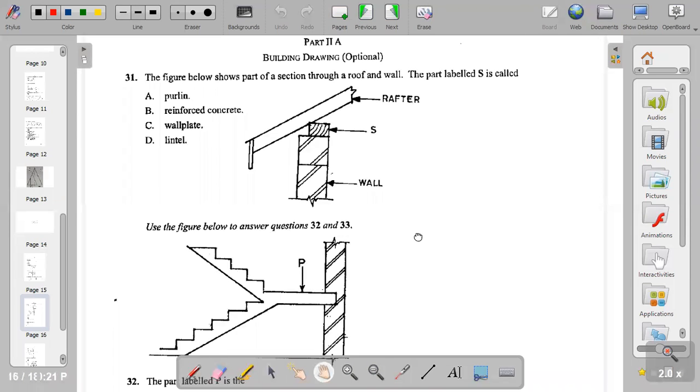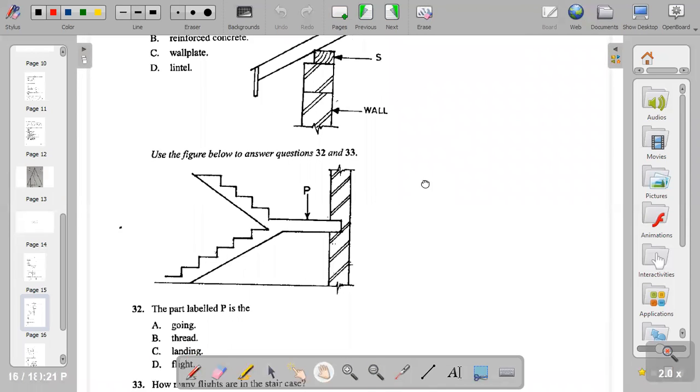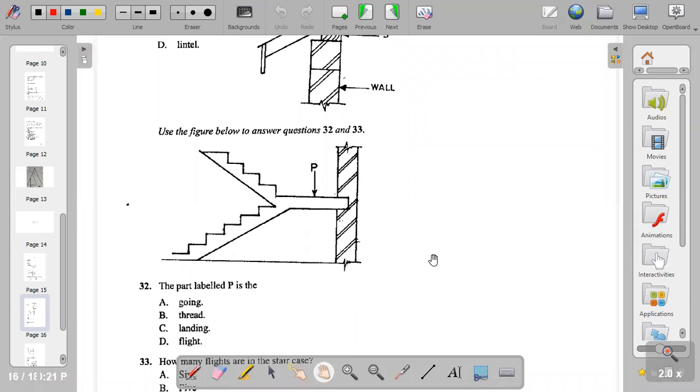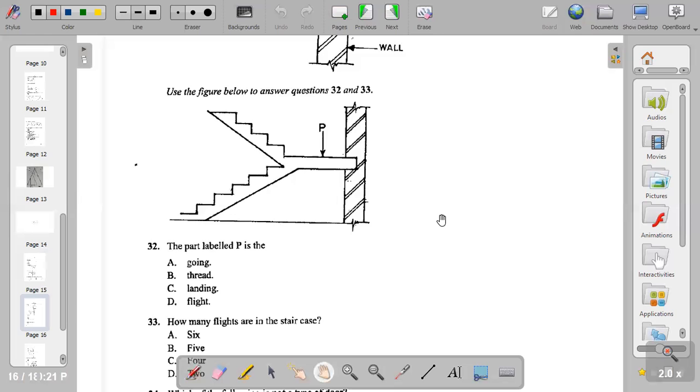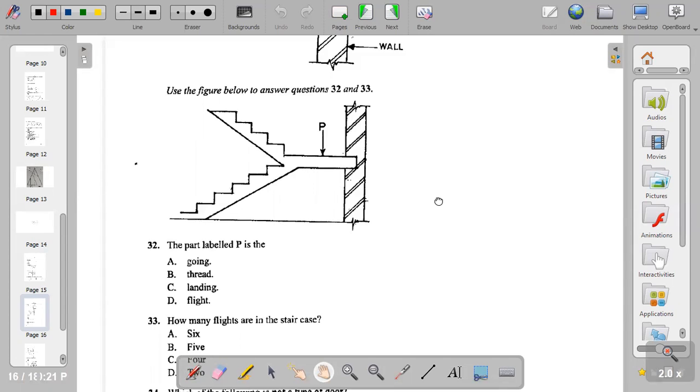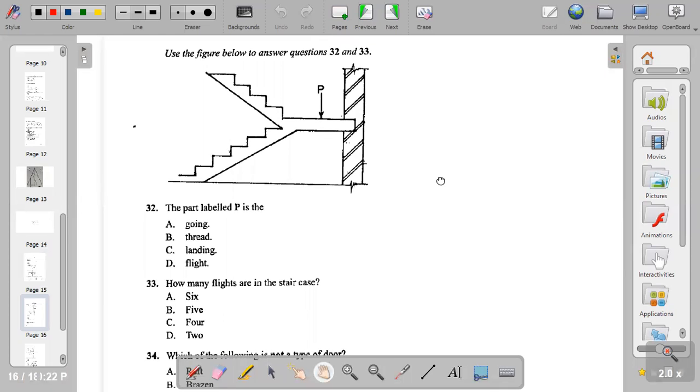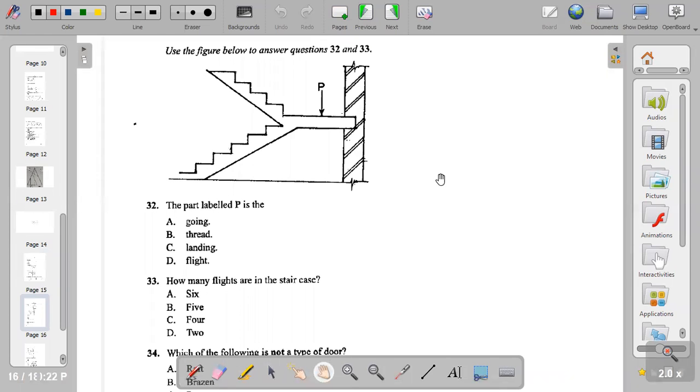Now use the figure below to answer questions 32 and 33. So let's see question 32. The part labeled P is the going, tread, landing, or flight? The part labeled P is the landing. So the answer to question 32 is C.